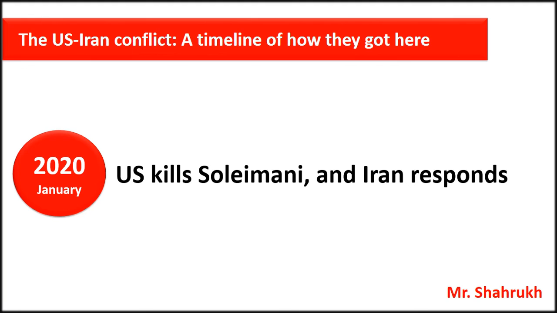As tensions rise, Iran mistakenly shoots down a Ukrainian passenger jet, attributing it to a fear of US aggression. All 176 people on board are killed. Trump's decision to respond diplomatically to Iran's missile attack signals that tensions may cool off, at least for now.